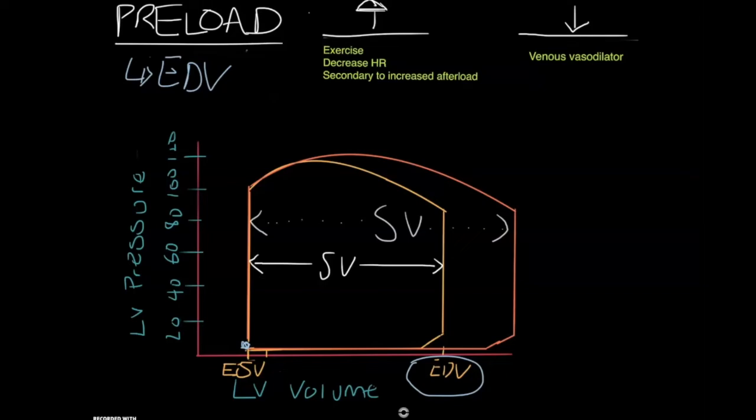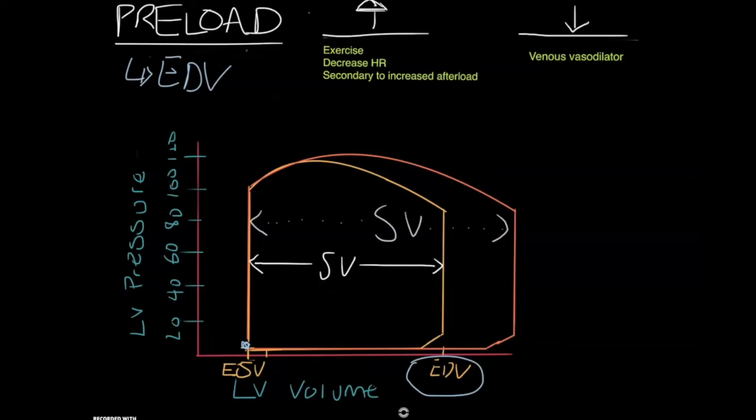So preload, like all things, can go up or it can go down. Some things that can make the preload go up would be things like exercise, a decrease in heart rate, or a secondary to an increased afterload. Now, what does all this mean, right? So exercise, how is this happening? During exercise, there are several things going on mechanistically, but one of them is an increase in preload. You also, due to the ramp up in sympathetic nervous system activity, have an increase in the contractility of the heart.